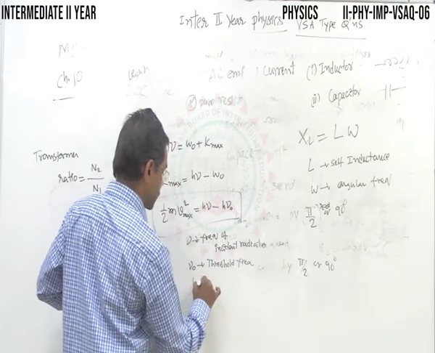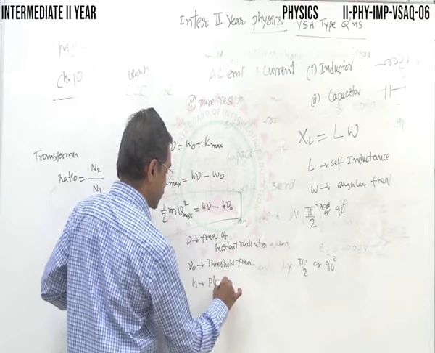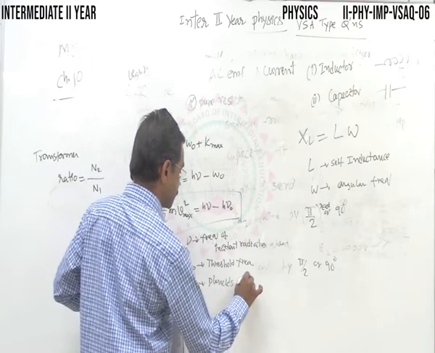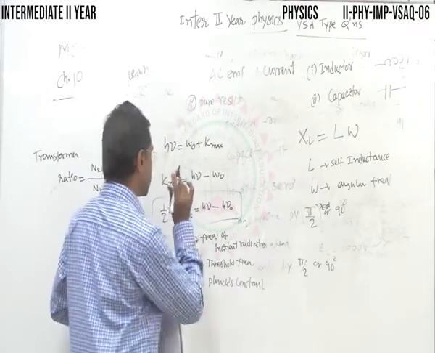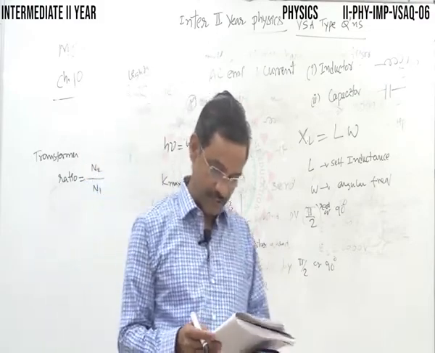h, of course, is Planck's constant. m is mass, v, of course, is the velocity of the ejected electron.